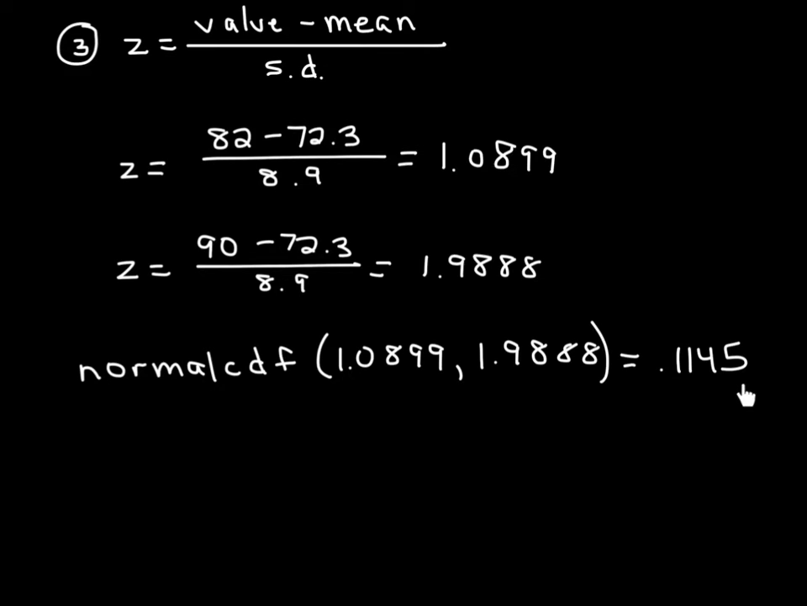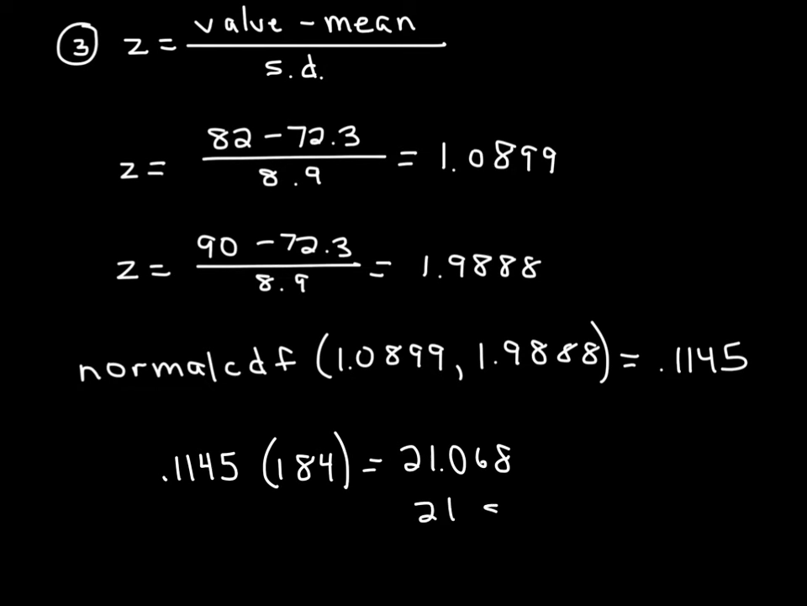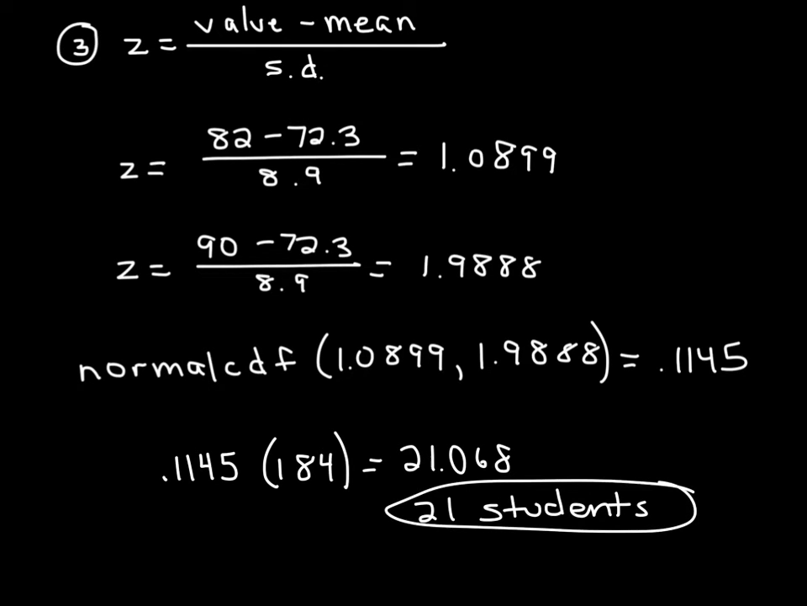But this question wants to know how many of the students. So since there's 184 students, what we can do is take 11.45% of the 184 students, right? It just tells us to multiply those. And when you do, you get 21.068. But we can't have a decimal of a student. So we can say that 21 students, right? If you round that to the nearest whole number, 21 students would be expected to score between an 82 and a 90.